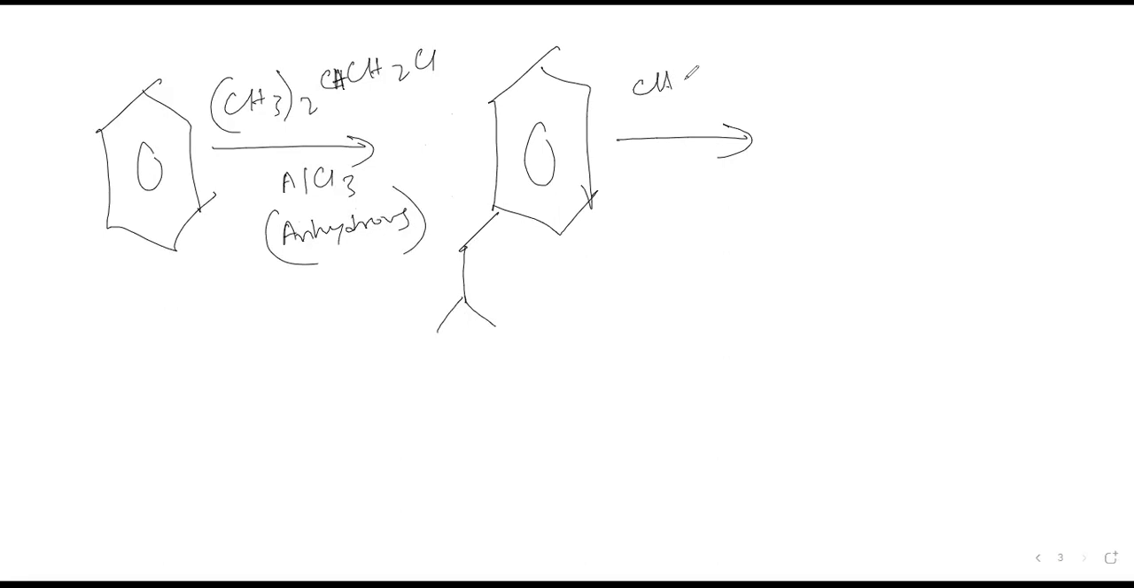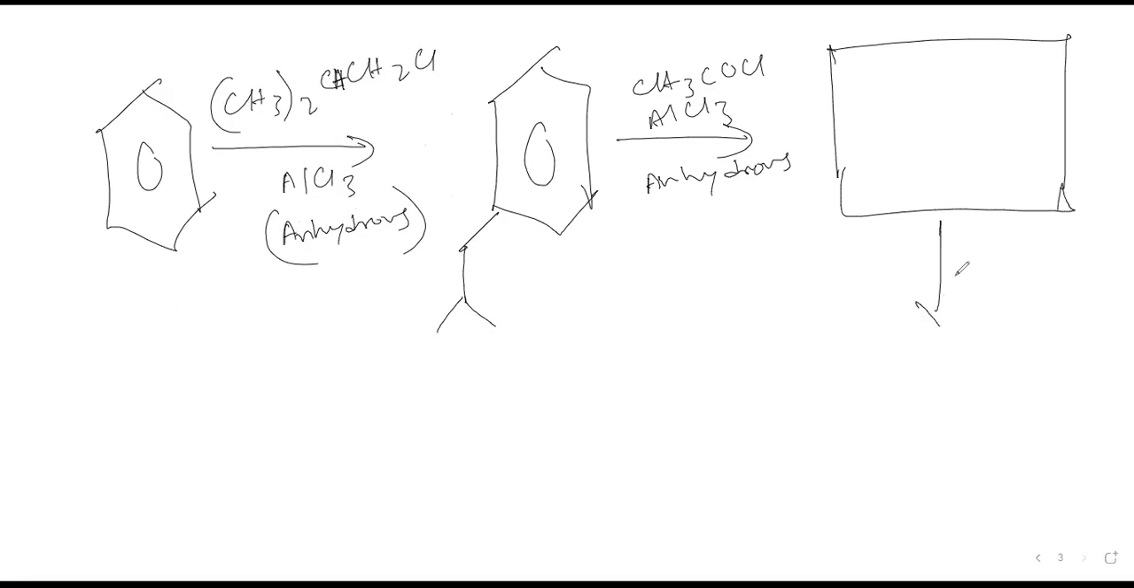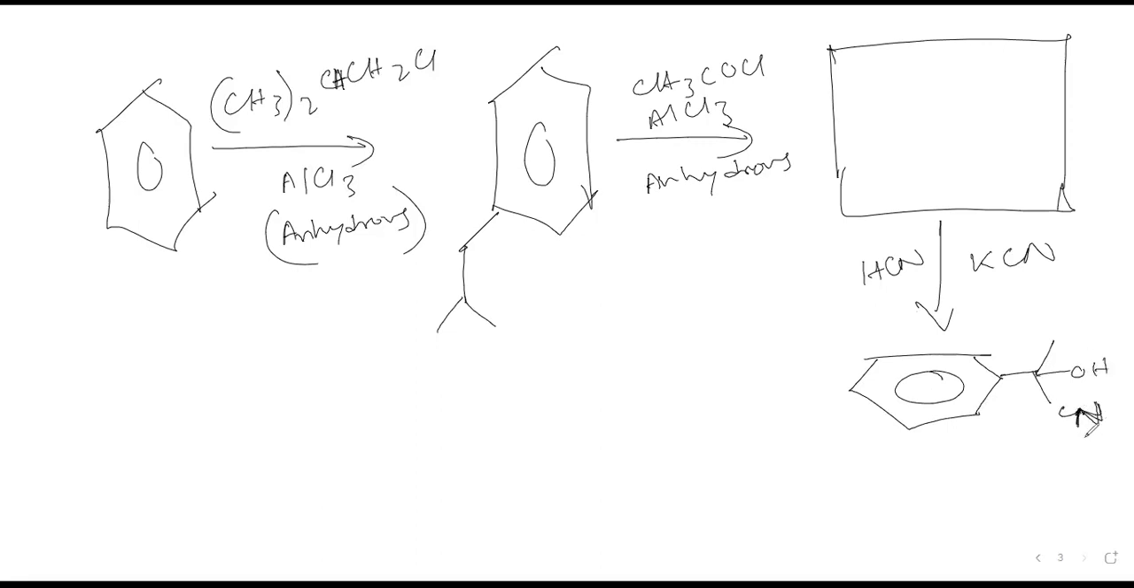From there, CH3COCl, anhydrous AlCl3. And from this product, which they didn't say, they just gave you the blank position for you to write, we added KCN, so that you have this product. This is another benzene. And we have this cyanide group. Remember, this is also known as cyanide as well as nitrile.